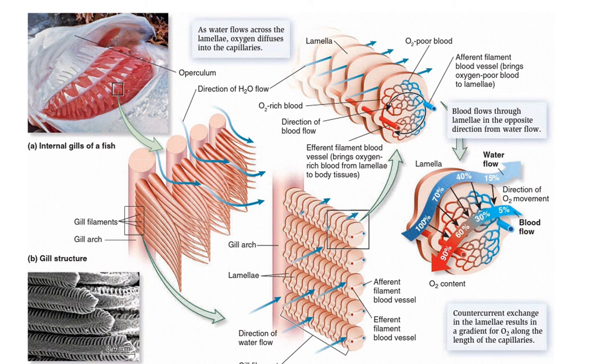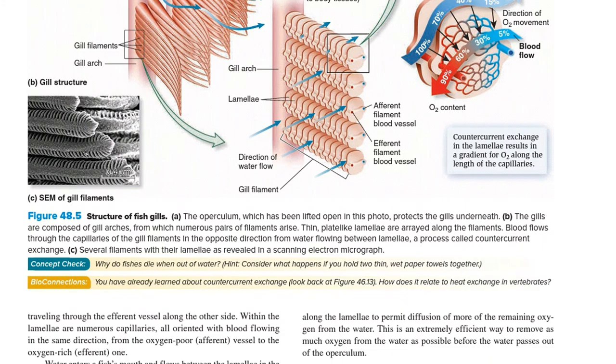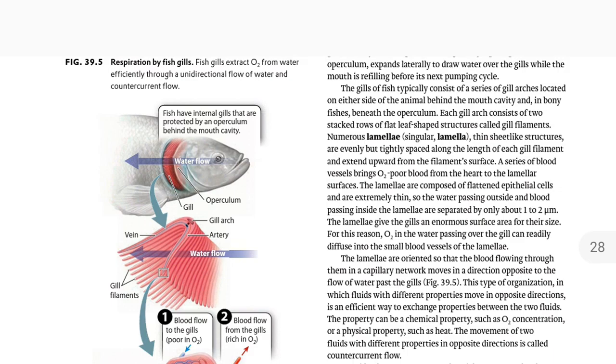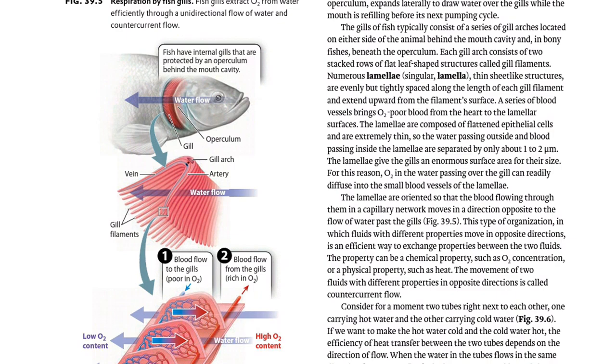Then all the information you need, all the names. Then an SEM of a gill filament, an electron microscope figure, they are showing. Then this is the respiration, the same thing but from a different book. This figure is from a different book, so you can go through this figure also. This is also a nice one.